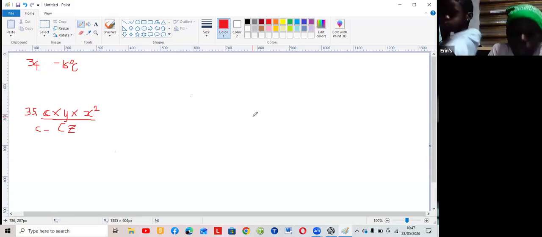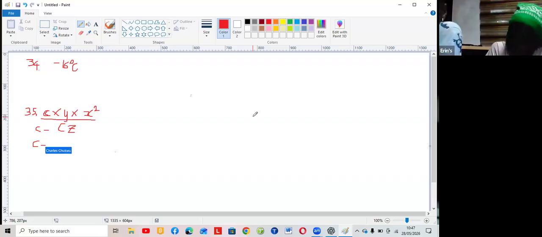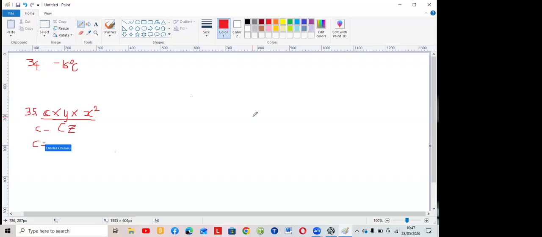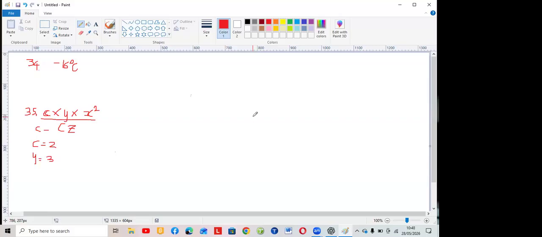Now give us the values. C is equal to what? 2. Y is equal to what? 3. X is equal to what? 4. No, X, so Z. But when you are saying it now, I said X. I was repeating everything that you said, and you were saying yes.